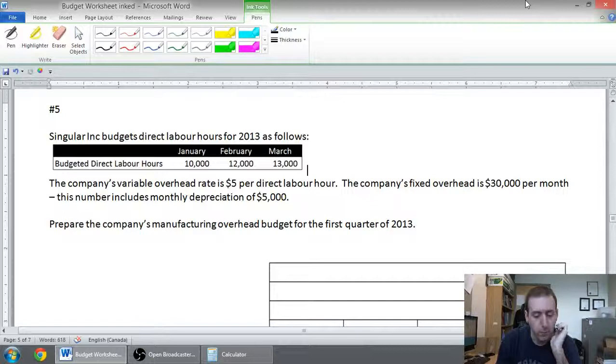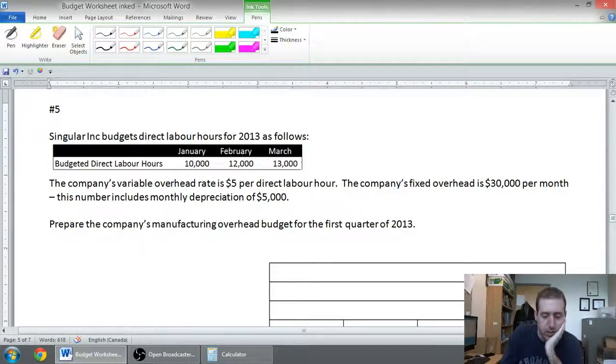Singular Inc. budgets direct labor hours for 2013 as follows. And so again, this would come off of a direct labor budget, and you would prepare your direct labor budget based on your production budget, right? You need to know how many you're going to produce. That tells you how many employees you need, and you would figure out your direct labor hours from there. And so there they are.